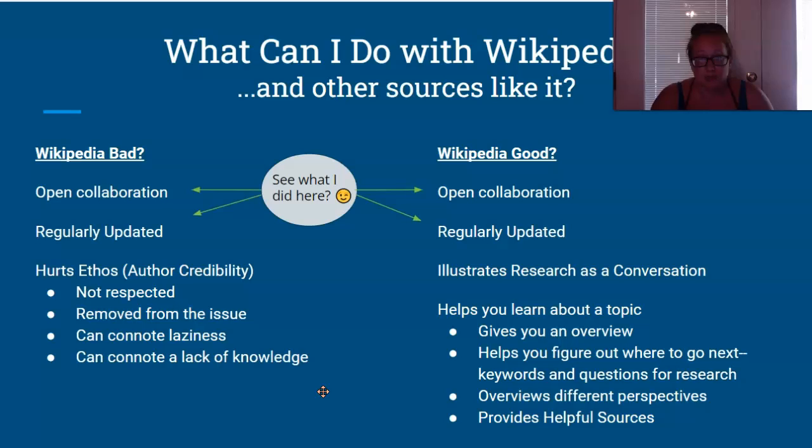It's not respected in academia, it's very removed from the issue. If you Google the issue, Wikipedia is going to be one of the first things that pops up. Here's a problem with that. If you cite it in your paper, it says that you didn't start here, you stopped here at one of the first things that pops up in your Google search. So it can, to a reader, connote laziness or a lack of knowledge because it says, I stopped at the beginning. And that's sometimes what's problematic about citing it.